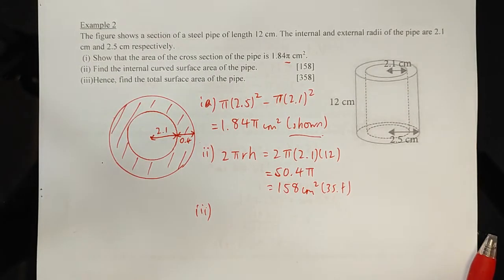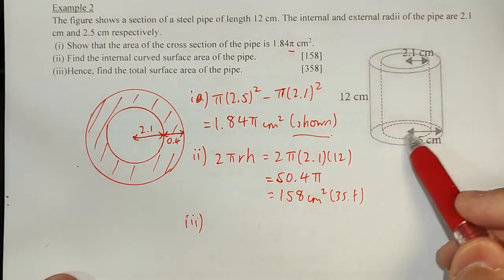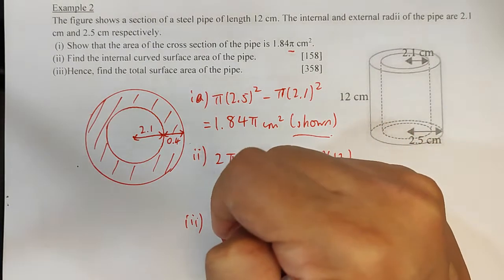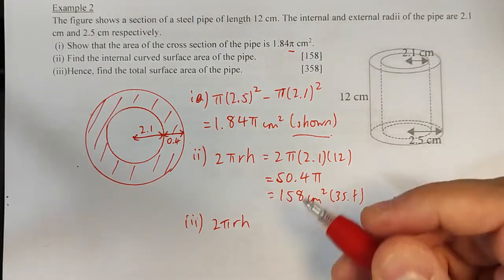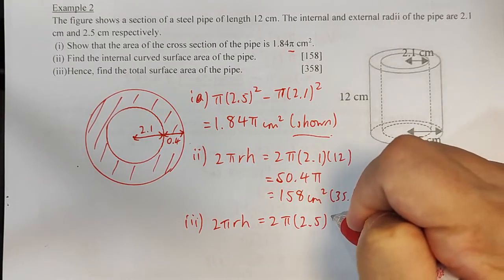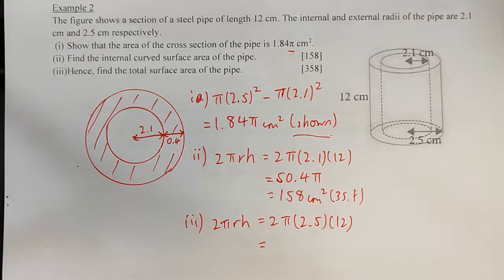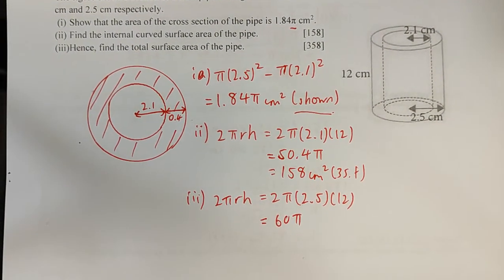With this in mind, I have almost everything already except for the curved surface area on the outside. So I'm going to calculate that. 2 pi r h. Just take note, this one I'm just writing down as a generic formula. So it's 2 pi r h. Now my radius is 2.5 because I'm calculating the one on the outside. So 2 times 2.5 times 12, I'll get 60 pi. This one I do not need to evaluate because it's not the final answer.